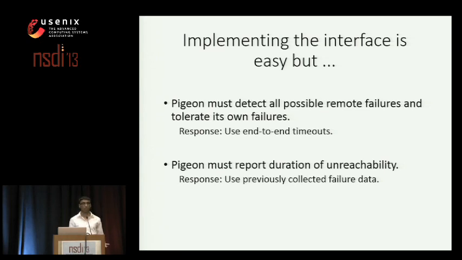Then second, Pigeon must report the expected duration of an unreachability. And that is a hard problem because it is hard to know how long it is going to take for a failure to heal. The current Pigeon prototype uses values based on previously collected failure data.